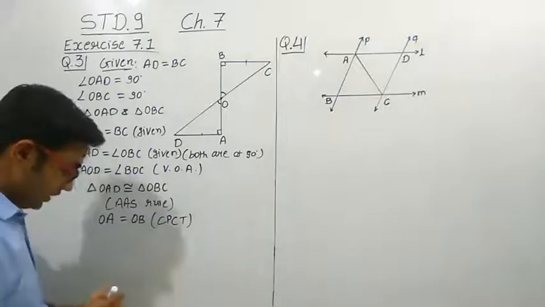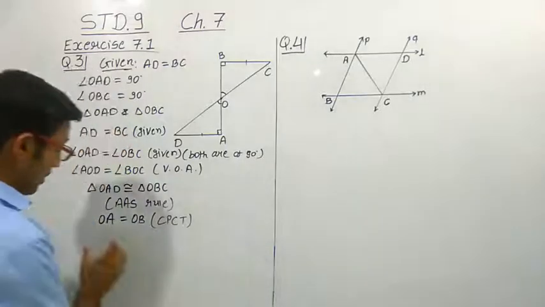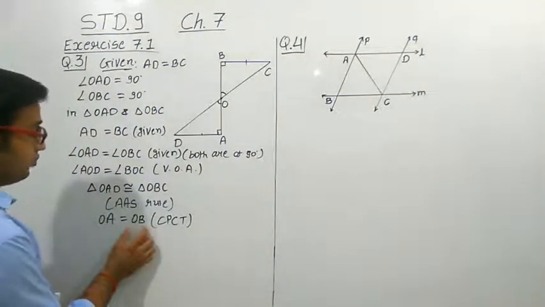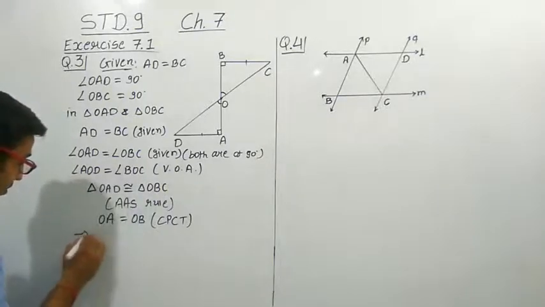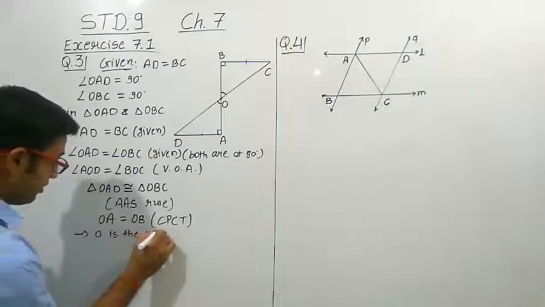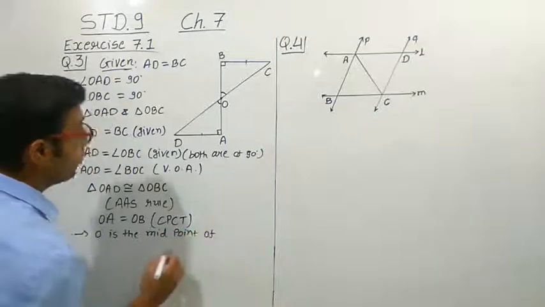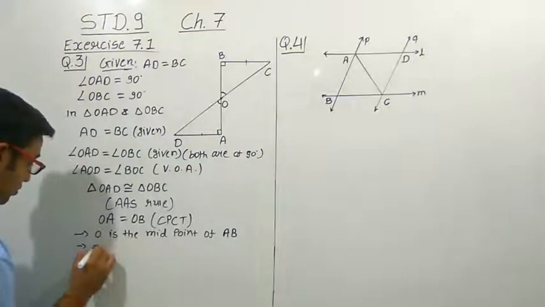CPCT. What is CPCT? Corresponding parts of congruent triangles. So now these two sides OA and OB of the two triangles are equal. What does this mean? O is the midpoint of AB, right?